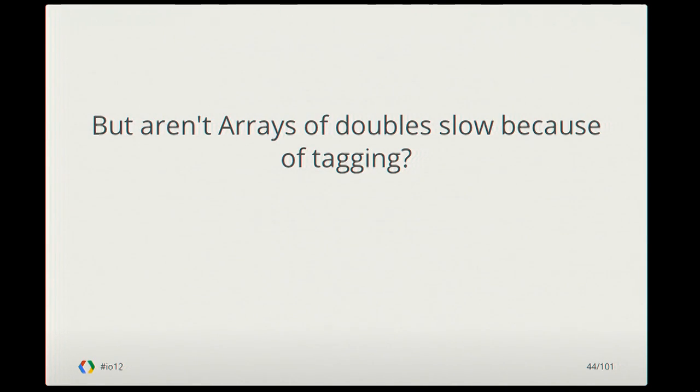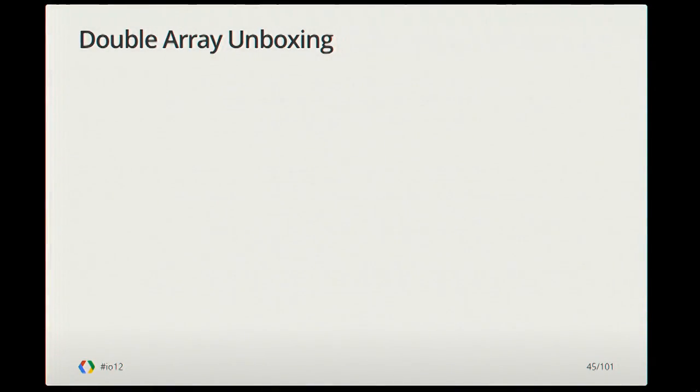So what about arrays of doubles? Remember, I talked about tagging, that we have to wrap double numbers inside of special objects. So if you have an array of them, doesn't that make it expensive? Because each element has to have this wrapper object to store the double value. Well, there's a trick that we can use there as well.